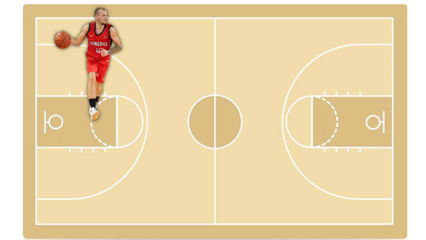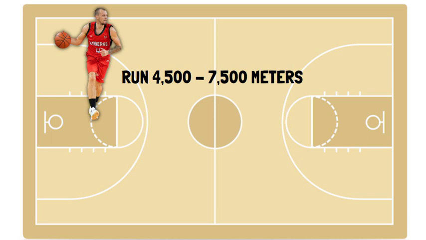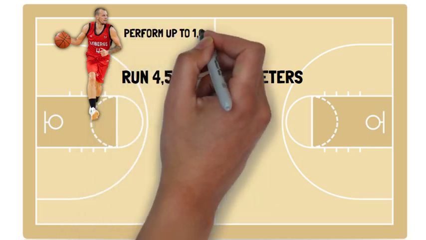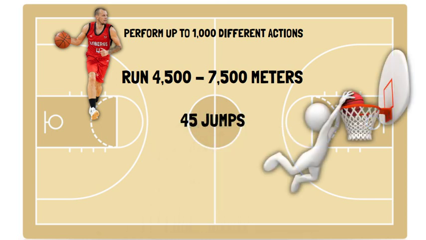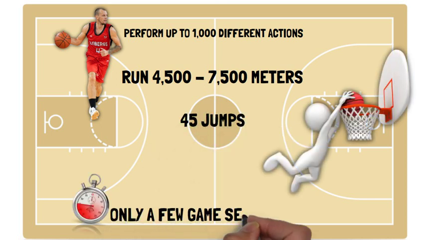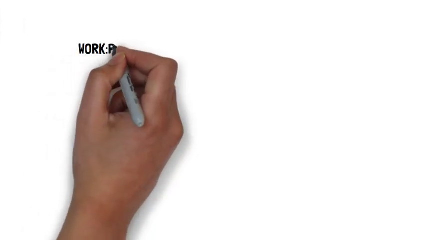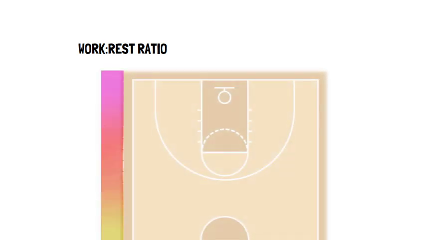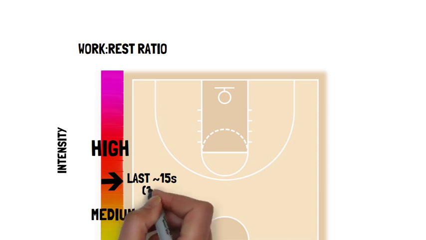Basketball players run between 4,500 to 7,500 meters per game, perform up to 1,000 different actions, and perform about 45 jumps, and only a few game sequences last more than 40 seconds. The work-to-rest ratio of a game activity varies depending on the action, intensity, and the moment of the game. Medium to high-intensity actions last approximately 15 seconds and have a work-to-rest ratio of 1:1.